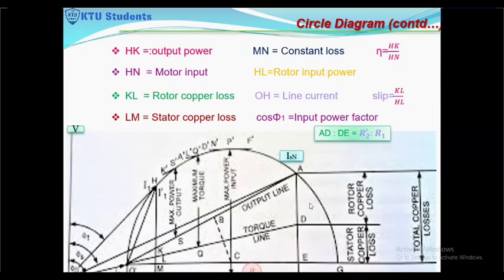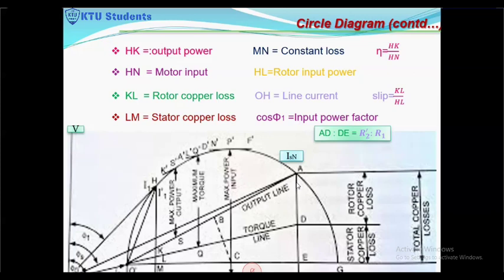How will you find the D point? You have to take the ratio AD is to ED, which will be equal to R2 dash is to R1. With this factor, you will get the D point. From the D point, if you join to the O dash point, you will get a torque line. So this is the torque line, and this is the output line.